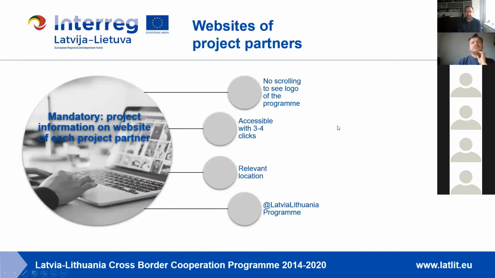The second mandatory requirement is information about the project on the websites of project partners. And there are a few things that have to be followed. This information should be easily accessible with no more than 3 to 4 clicks, ideally less, but usually at least not more than this. And you should put, of course, program logos there, and they should be visible from the beginning without scrolling.